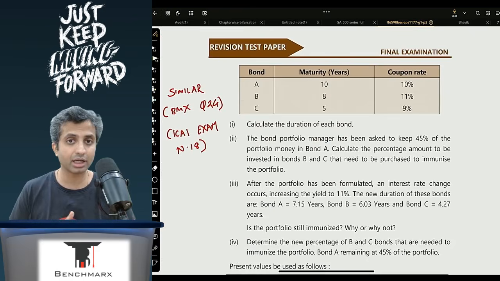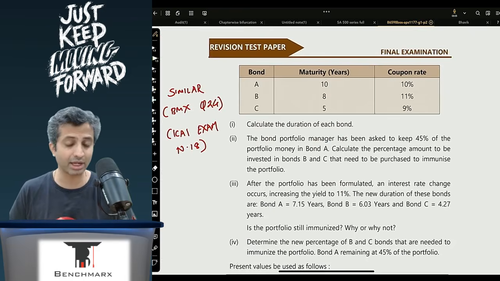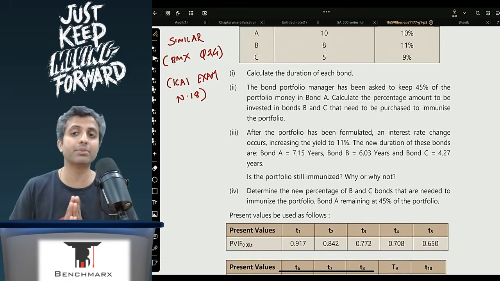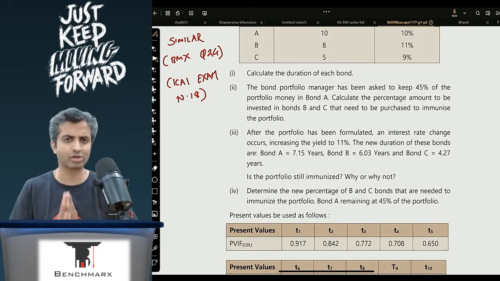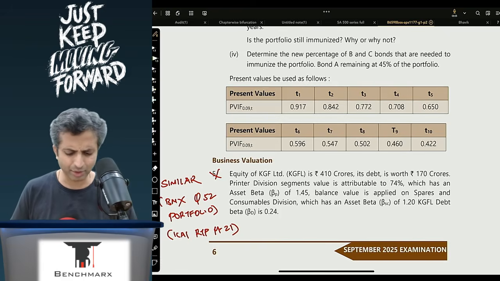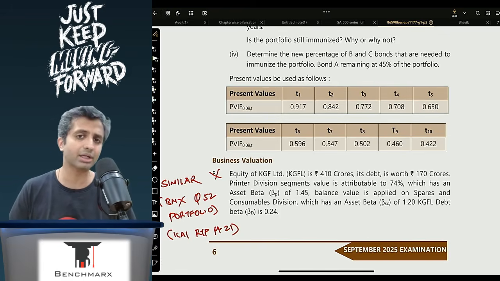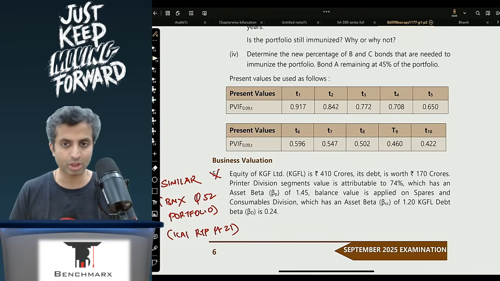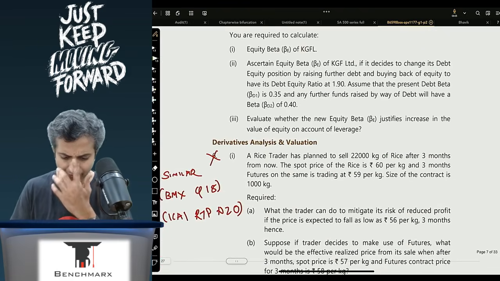Similar to ICAI November 18 exam question and a few other MTP questions as well. If you have not done this, you do this properly, because in bonds this is a good concept on duration as well as immunization. This is on business valuation, but we have put this in portfolio regarding geared, ungeared beta, portfolio beta, similar to RTP May 21 question. So this is from portfolio.